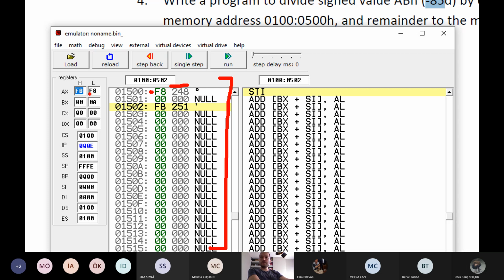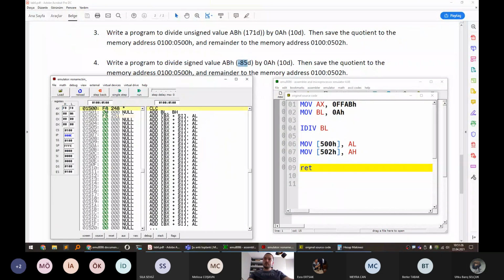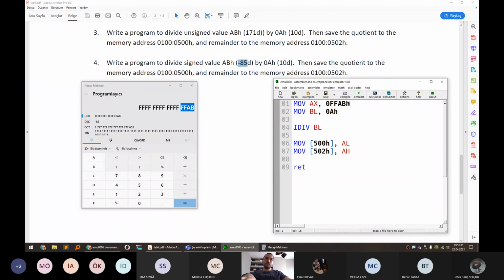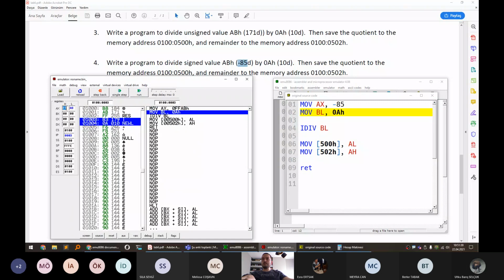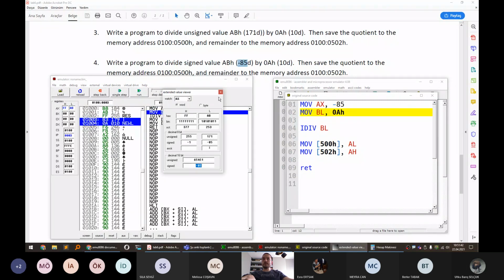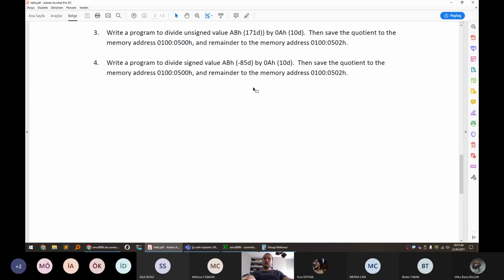But we know that these numbers are signed values. That's why these are wrong values. So this should be -8. This should be -5. Okay, be careful. This is important. By the way, you can directly use -85 as a decimal. It's going to put FFAB into AX.